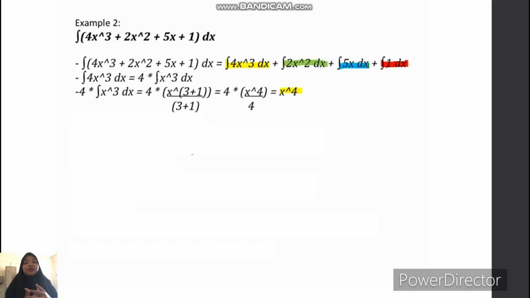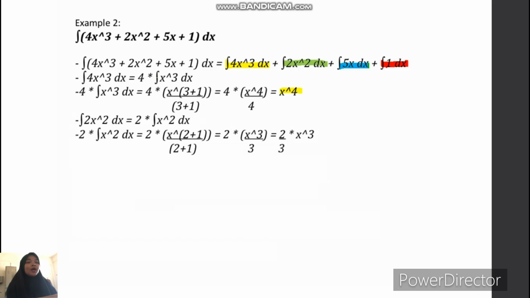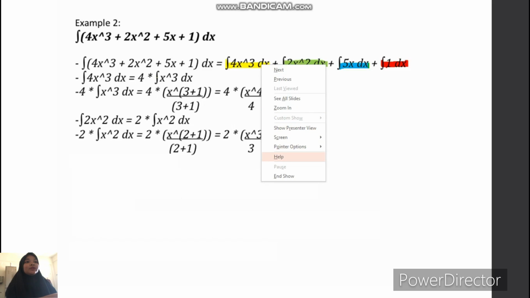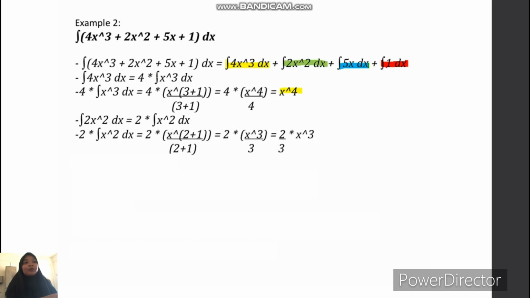After finishing the first term, let's continue with the second term. We make it into x and dx first. So right now we will get 2 times x power of 2 dx, where n for the second term is 2. Now we can apply the power rule to the second term, and we will get 2 over 3 times x power of 3. So that is the answer for the second term.